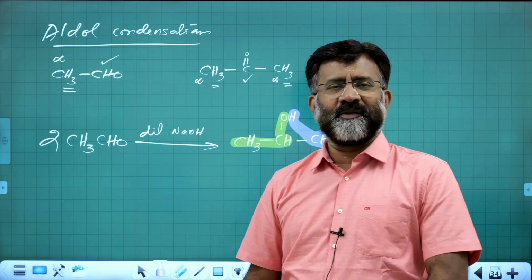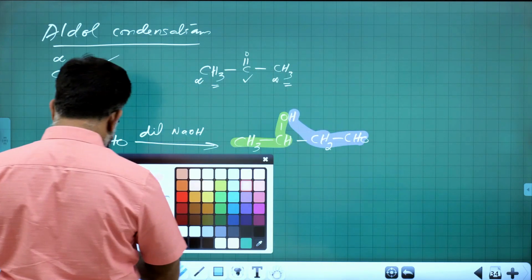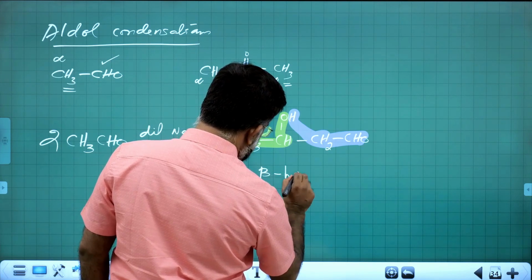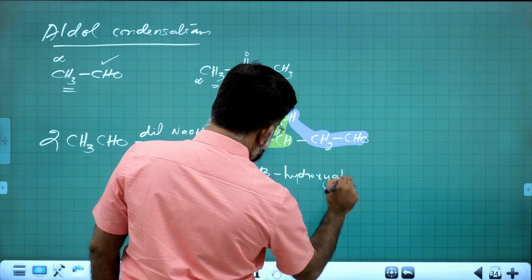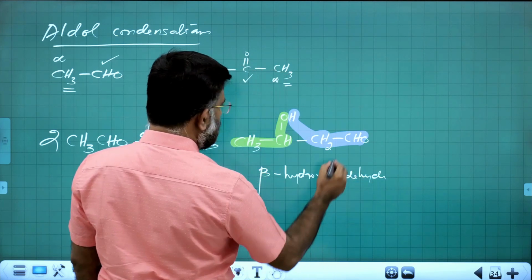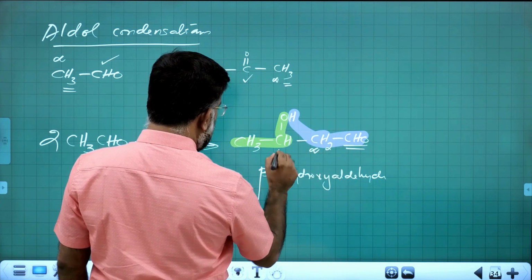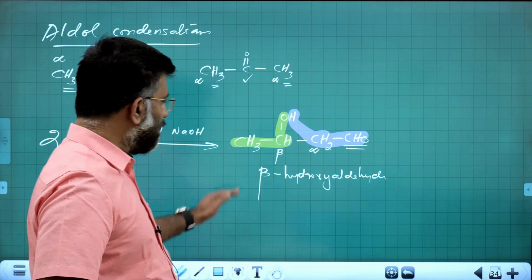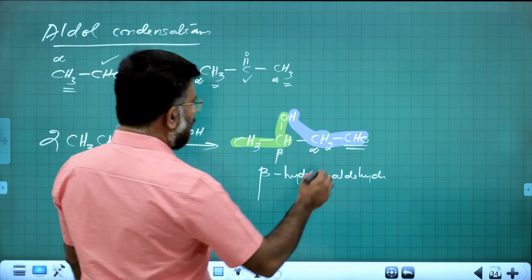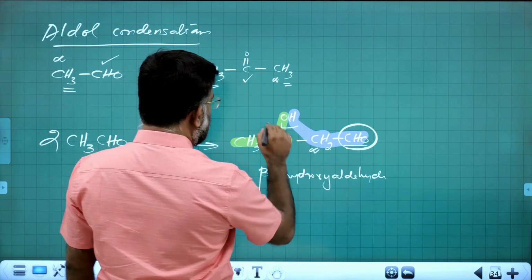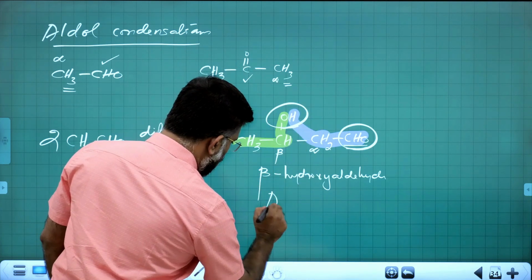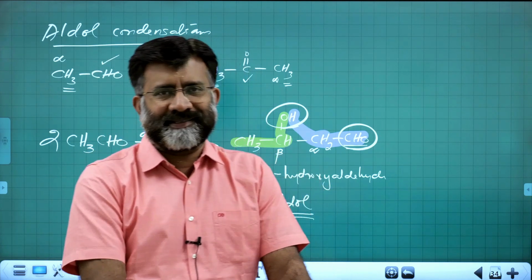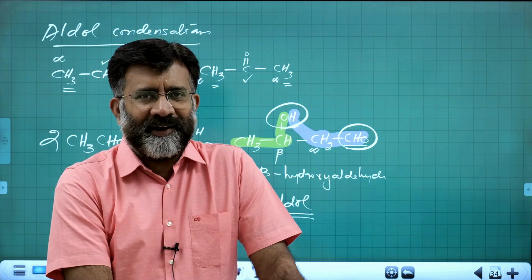What is the speciality of that condensed product? You can understand it is beta hydroxyaldehyde. This is the functional group, this is alpha carbon, this is beta carbon. You get a hydroxyl group at the beta position, and this is beta hydroxyaldehyde. Since there is an aldehyde group and an alcohol group, we call it aldol. The name aldol arrived in that sense: aldehyde with alcohol, aldol.